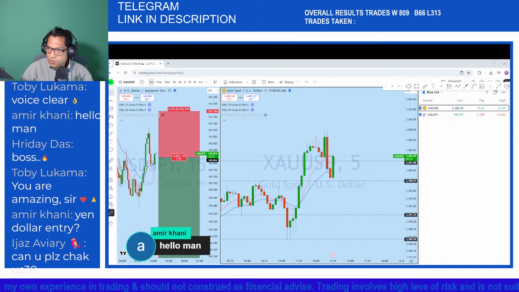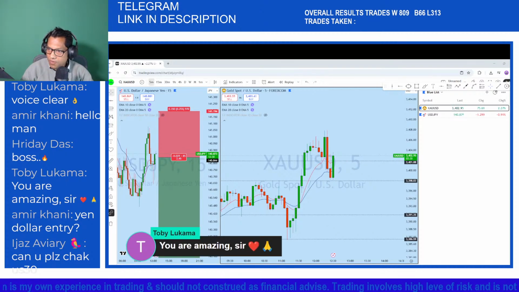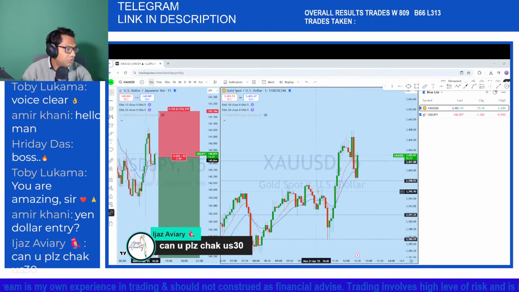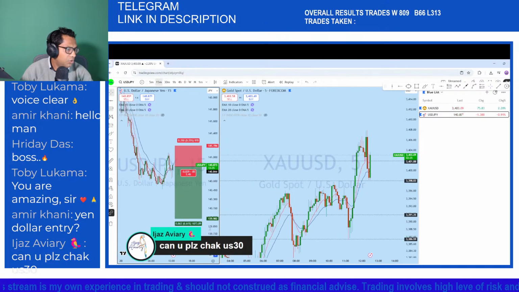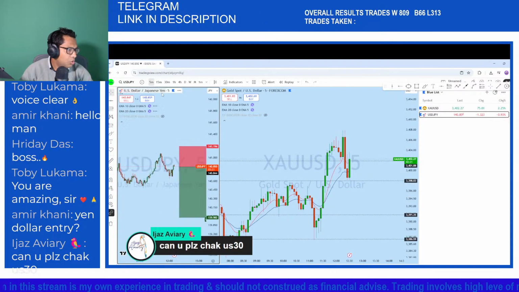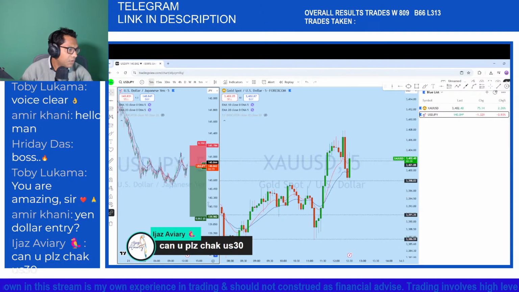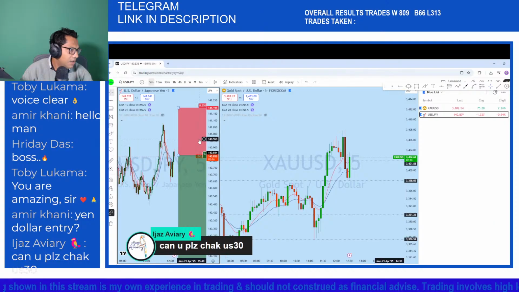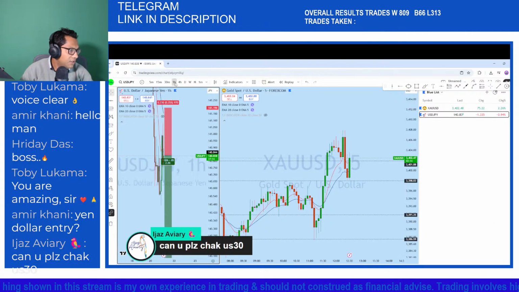Welcome. Yen dollar entry: not yet. We are on a trade, but we may find further opportunity once we see the market showing its hand on dollar yen. As soon as we find that entry, we will be entering the trade.